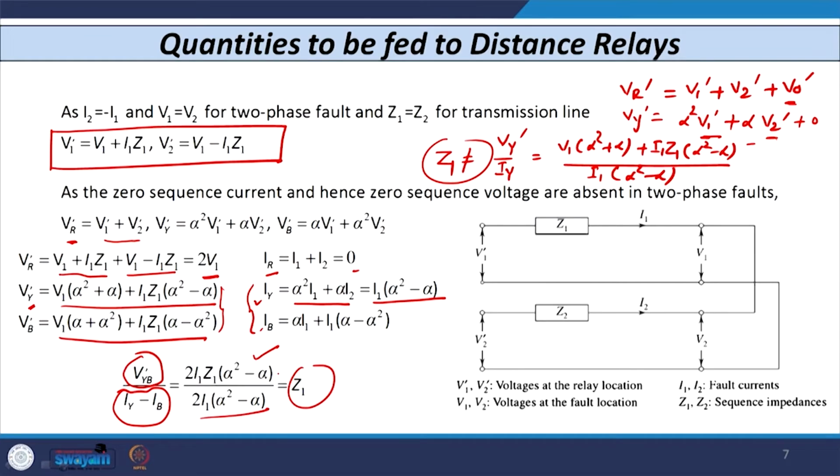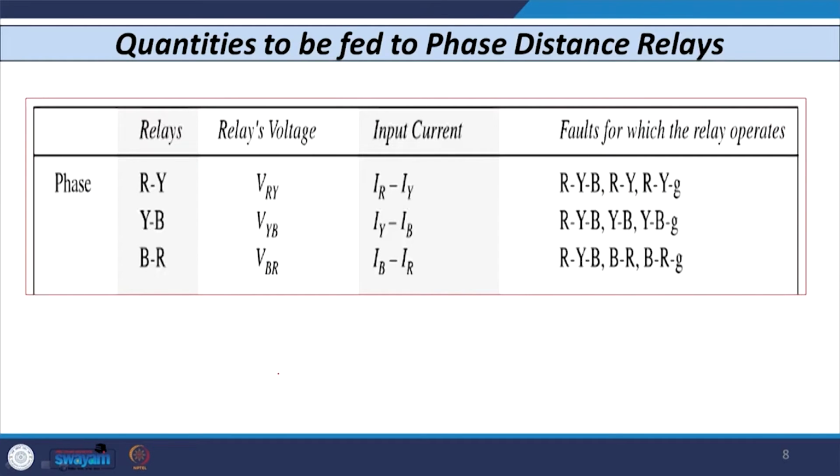So, if I feed the quantities to the phase relay unit for the RY phase, that is, the voltage Vry and the current IR minus IB, then the relay will measure the correct value of impedance, that is Z1, from the relaying point to the fault point.